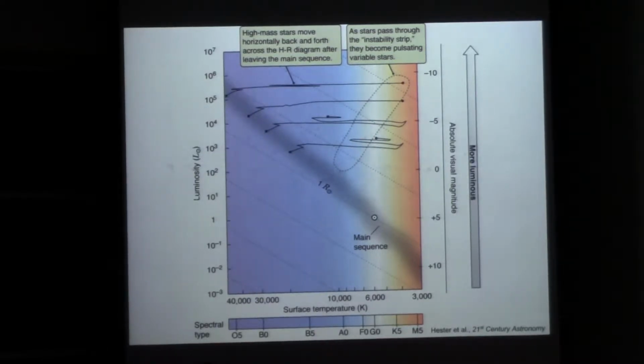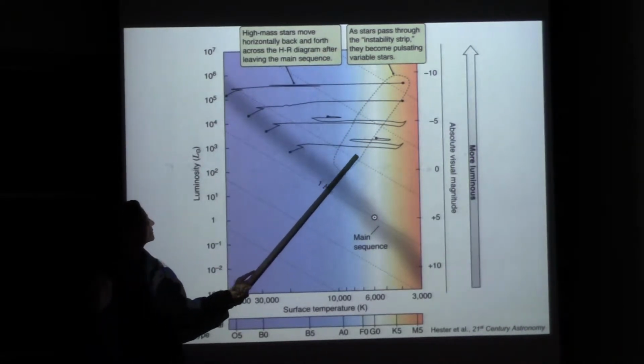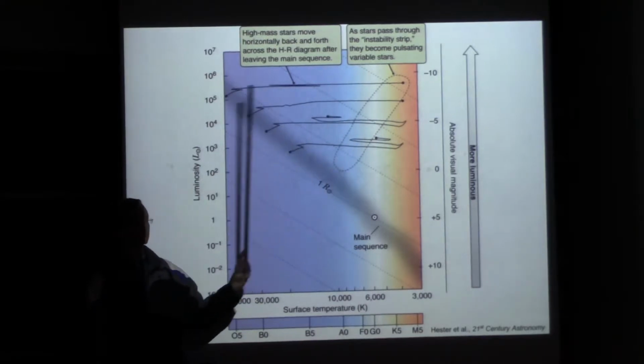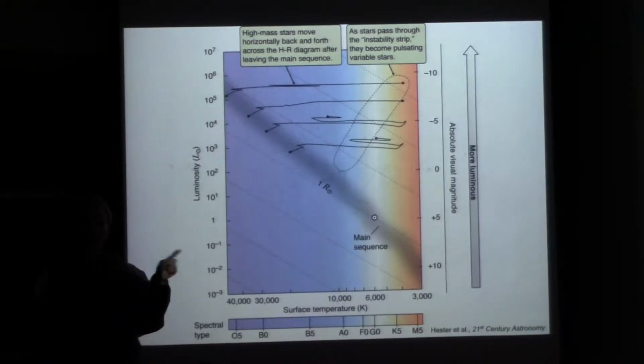And there is a region in the HR diagram, which we'll get to later, called the instability strip, where a high mass star that has moved off the main sequence becomes a pulsating variable star. And in fact, that's key to our being able to know how big the universe is, because the Cepheids are high mass evolved stars that are in this instability strip.